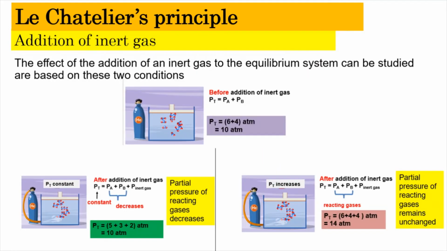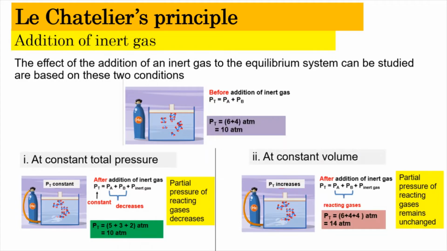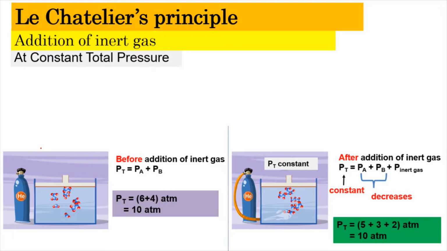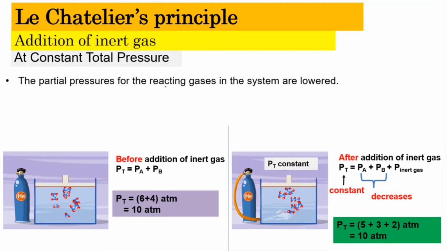All right. So now we're going to look into the next factor, which is the addition of inert gases. The effect of the addition of an inert gas to the equilibrium system can be studied based on two conditions. First, at a constant total pressure, and the next one is at a constant volume. Let us look into the first situation first, which is at a constant total pressure. At a constant total pressure, the partial pressures of the reacting gases in the system are lowered. Why is that? You can imagine the situation here.